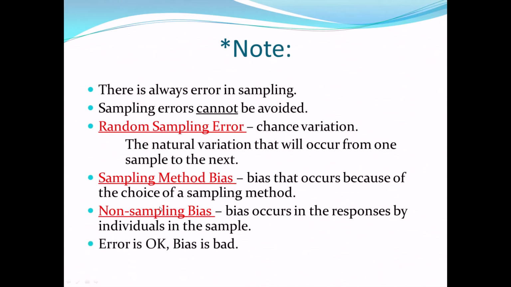All right? So error up here is okay. I mean, it's just built into the system. But bias is bad. There's things you can do to try to lessen it. And by the way, that business of random sampling error with the men and the women, there is a way to defeat that problem, and we'll talk about that tomorrow.